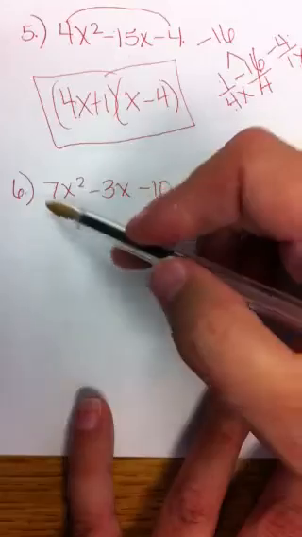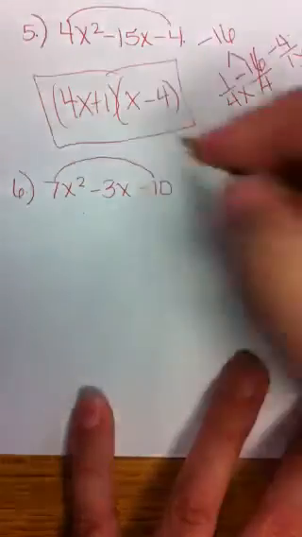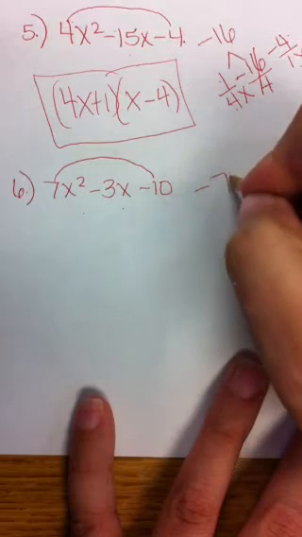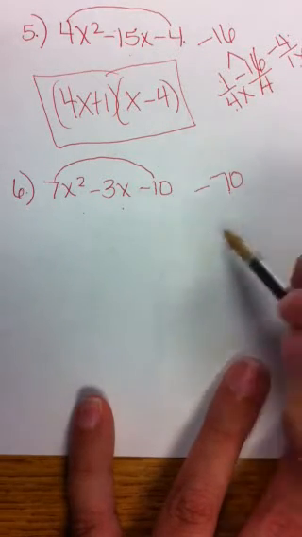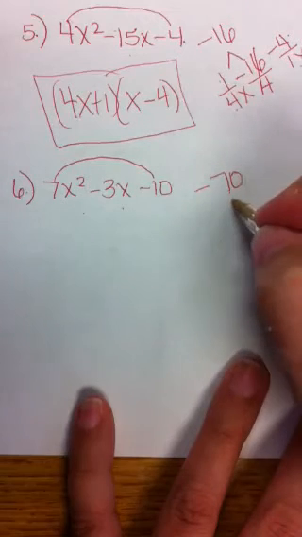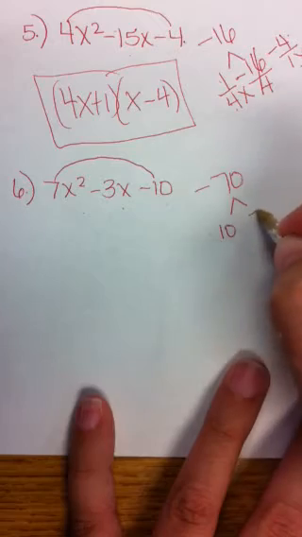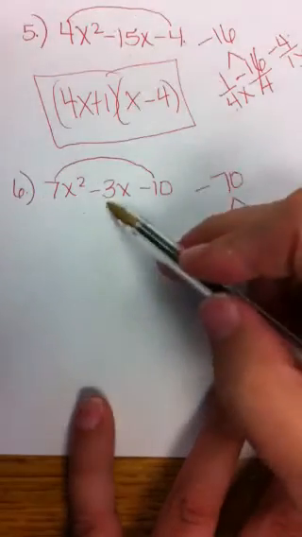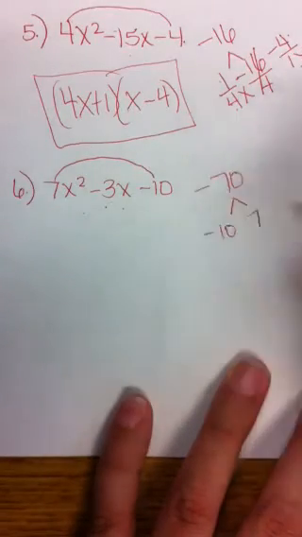Number 6, 7x squared minus 3x minus 10. 7 times negative 10 is negative 70. Because that's negative, that means one of our two factors will have to be a negative. So when we do 70, it's got to be 10 and 7. That's the only way to get a 3 there. In order for that 3 to be negative, the 10 has to be negative, the 7 is going to be positive.